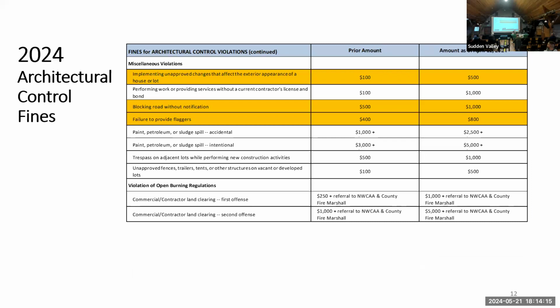This slide, I've highlighted a couple of fines that are very frequently levied against builders, and I think it's because of a lack of understanding. The first one that's highlighted here is implementing unapproved changes that affect the exterior appearance of a house or lot. Many things change in the course of construction. Sometimes the excavation doesn't go exactly as planned. There's more rock than you had anticipated, and the slope of the driveway has to change.